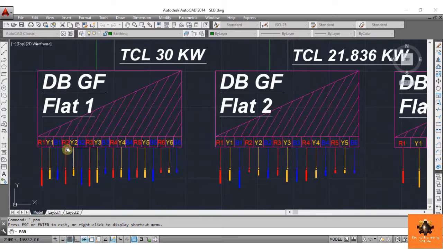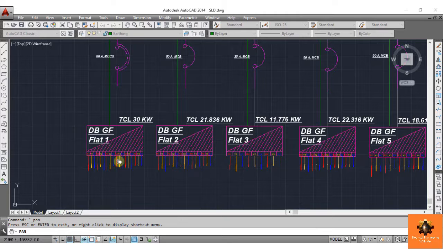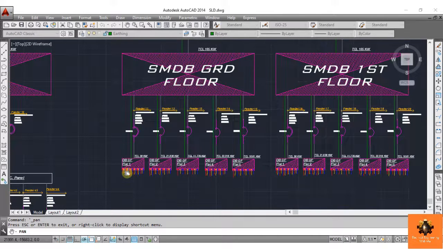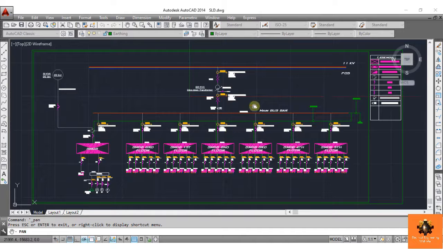Similarly we have Y1, B1, R2, R3 and so on. All these circuits are feeding their connected load. Okay. So this is the way to represent the distribution of electrical power, and in this way we show how electrical power is transferring from point of supply to my bedroom if I am talking with respect to residential building.